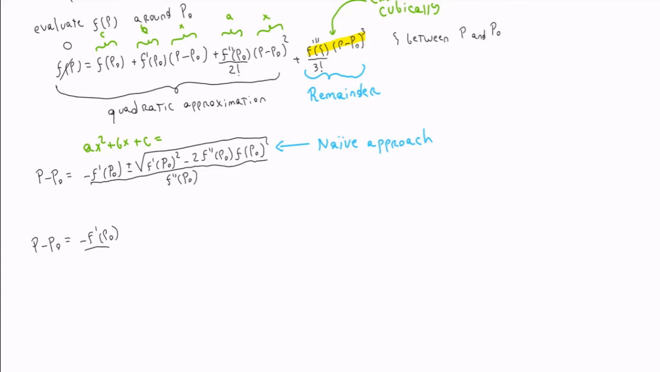Now, in order to continue the simplification, to make this an even better approach, we can take the f prime at p sub 0 squared out of the square root, and then we simply divide the remaining term inside the square root by f prime of p sub 0 squared. And we are left with the equation in the following form.